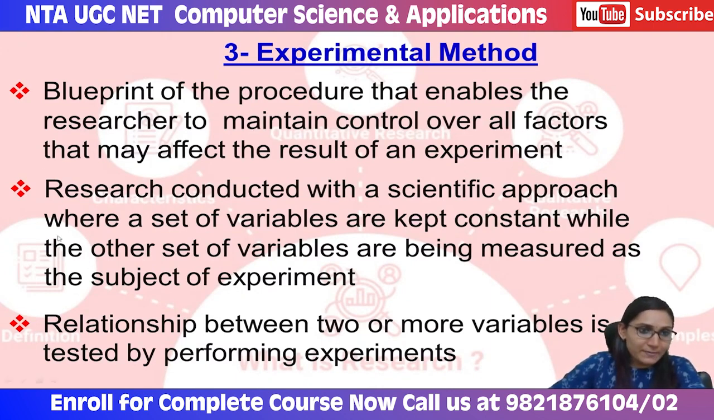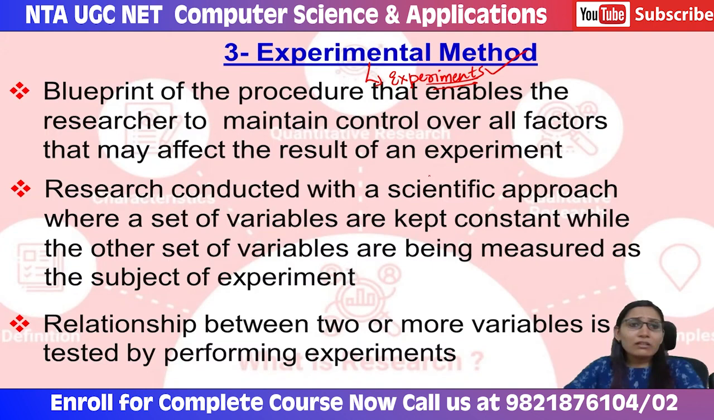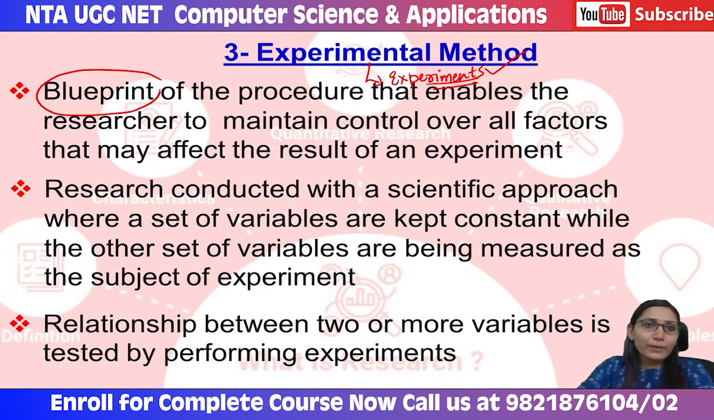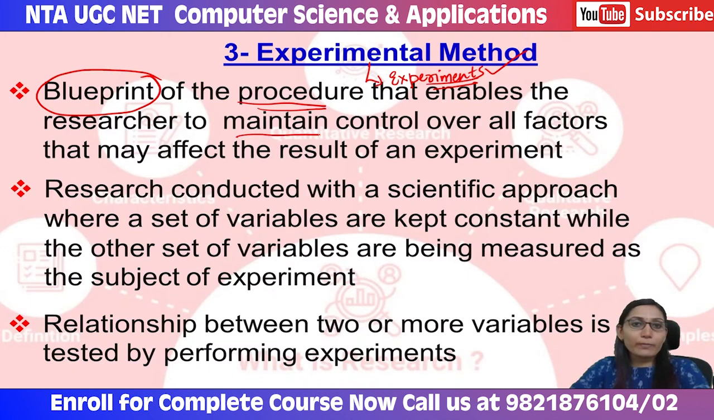So, experimental research. You know what is experiment? Experiment means trying or doing. So, experiment means conducting experiments. It's based on conducting experiments, that is by doing. You are trying to find out something by doing something. So, experimental method is a blueprint of the procedure that enables the researcher to maintain control over all factors that may affect the result of an experiment.